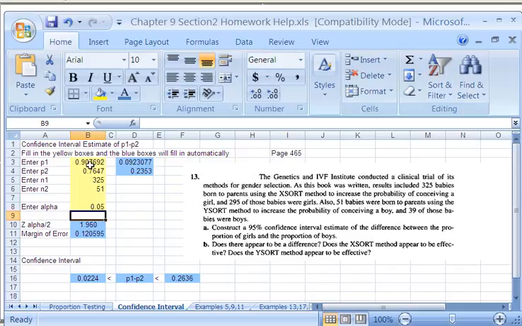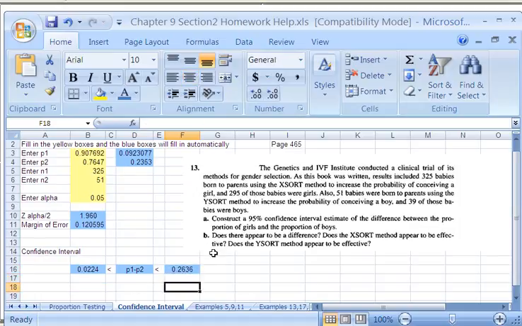Here I've got 1 minus P1 and 1 minus P2. Those are actually my Q1, my Q2. It automatically calculates my alpha over 2 and my margin of error, and therefore it automatically fills in my confidence interval. So the lower limit of my confidence interval is 0.0224 and my upper limit is 0.2636. Now part B asks us, does there appear to be a difference?